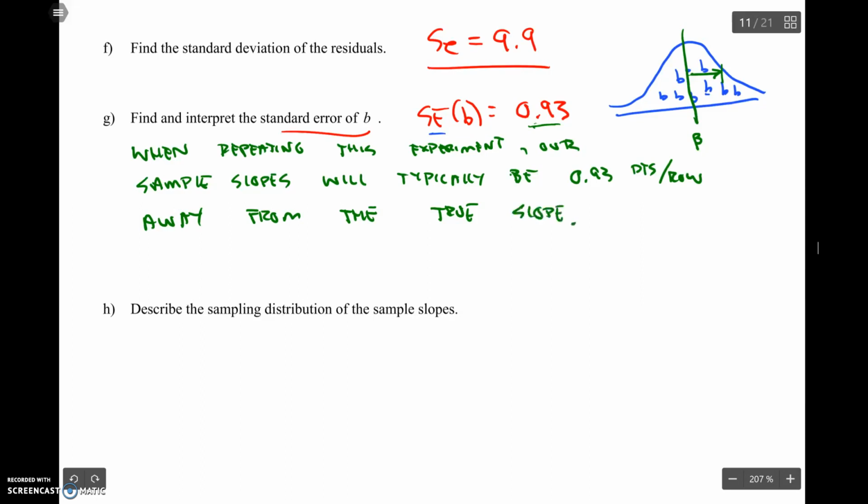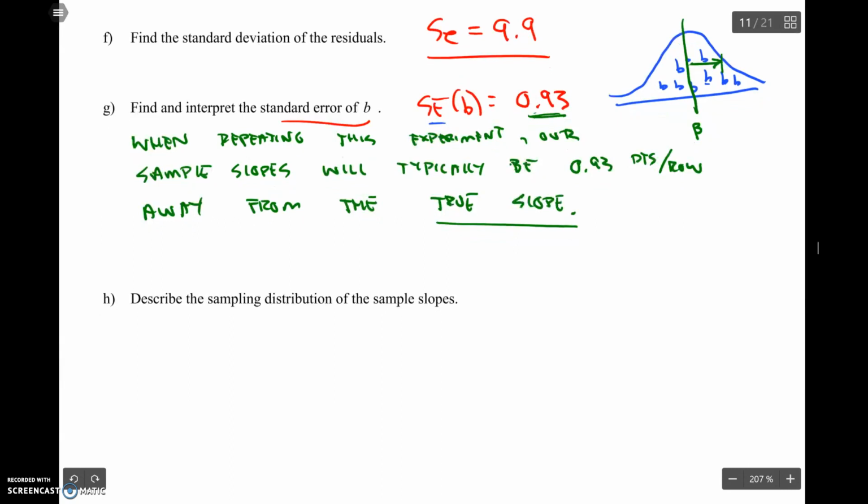What would the true slope be? The true slope would be like if you took all kids, like the kids in this study, and randomly assigned them to the rows and repeated this over and over again millions of times. The true slope would be the slope of all that census information. So our experimental slopes with our little group of 30 kids, repeated over and over again, will be that many units away from the true slope.